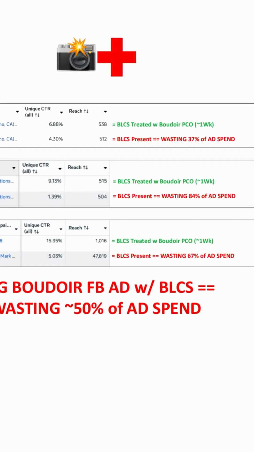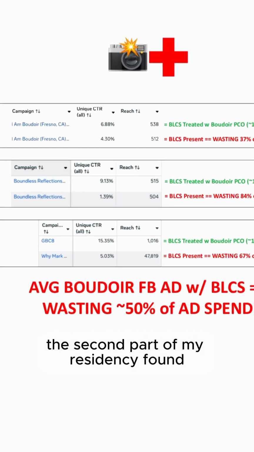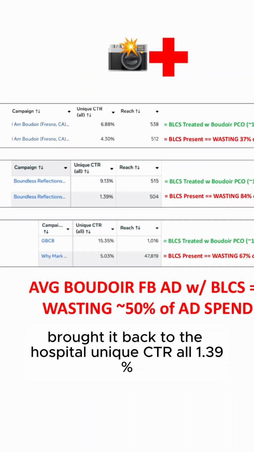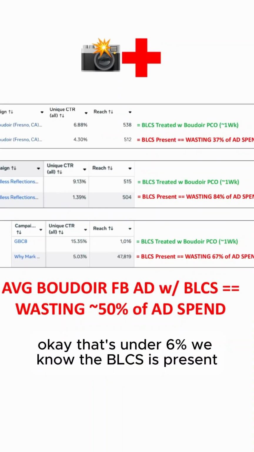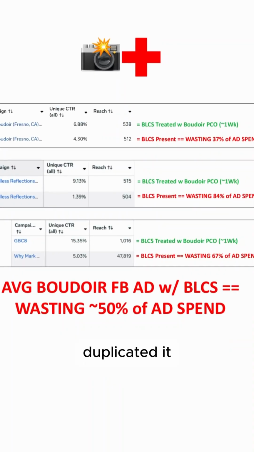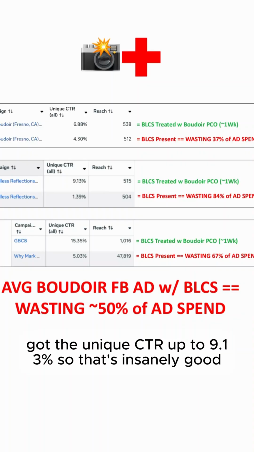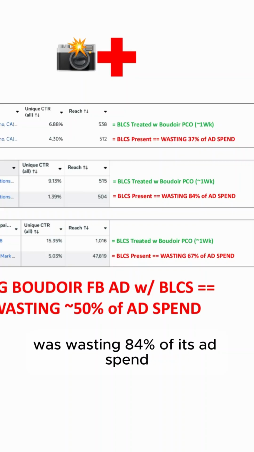Now, the second part of my residency, I found another one in the wild, a Boudoir Facebook ad, and brought it back to the hospital. Unique CTR 1.39%. Okay, that's under 6%. We know that BLCS is present. Duplicated it, treated it with Boudoir PCO, took about a week, got the unique CTR up to 9.13%. So that's insanely good. We found out the original was wasting 84% of its ad spend.